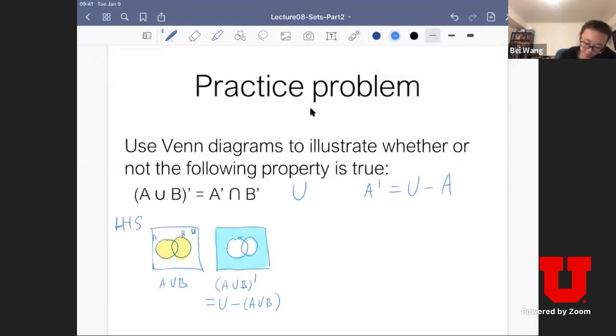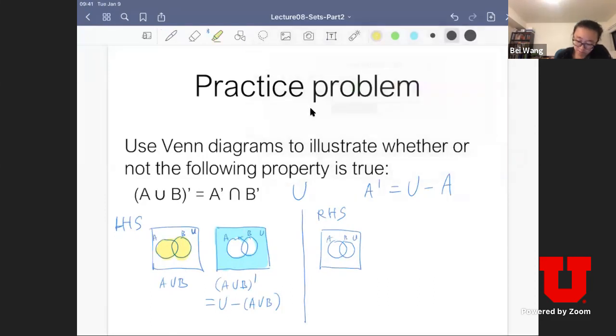Okay. Of course, I want to label things. So that's the left-hand side. And if I do the right-hand side, I'm going to do A complement first. If this is A, and this is B, A complement is essentially everything outside of A, regardless of how B behaves.